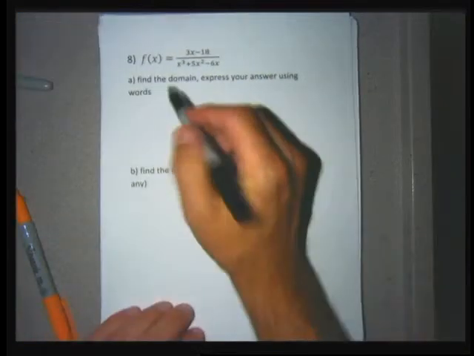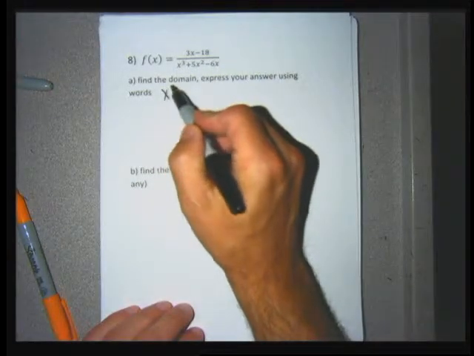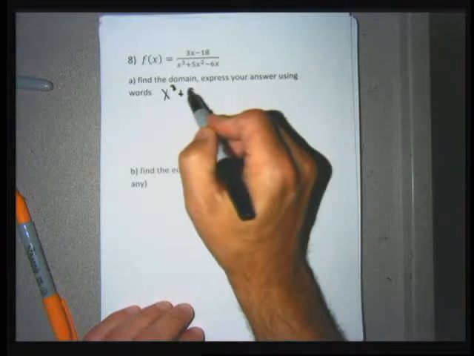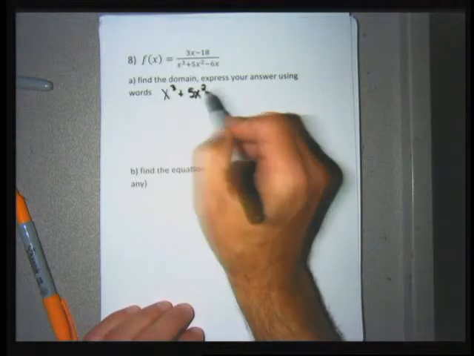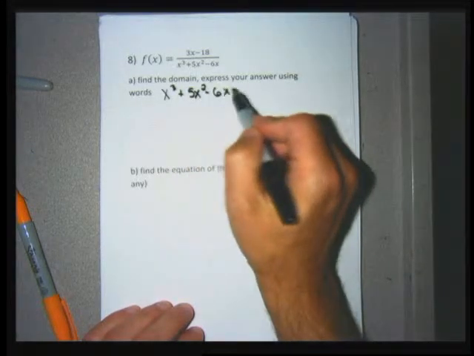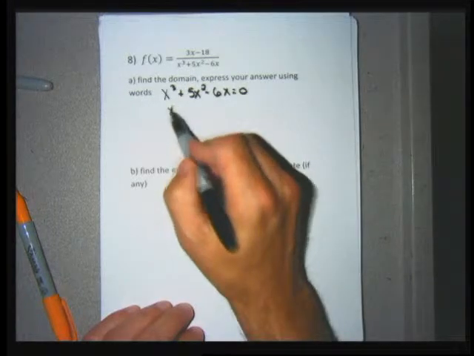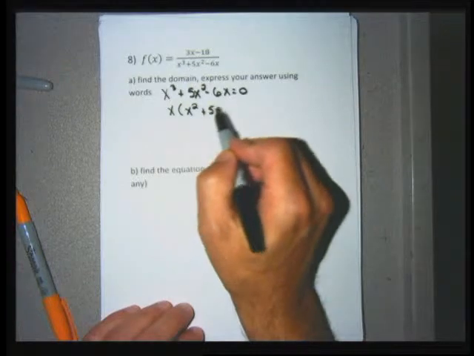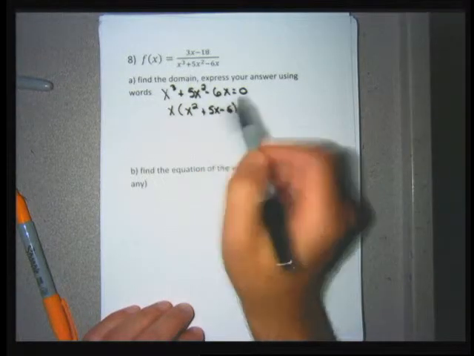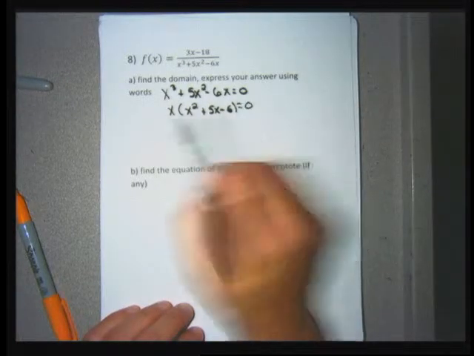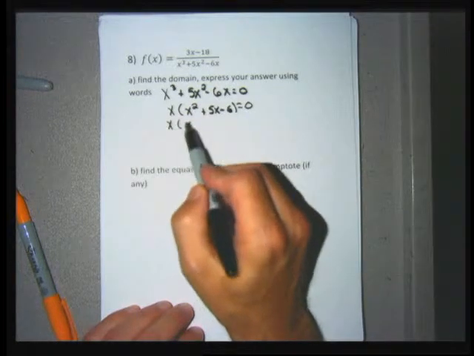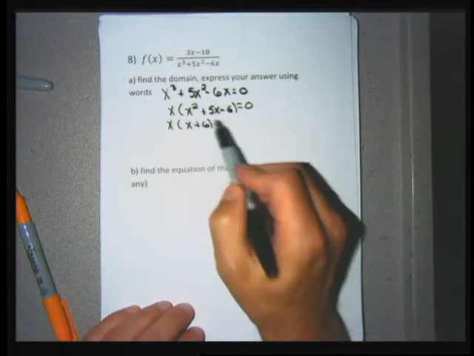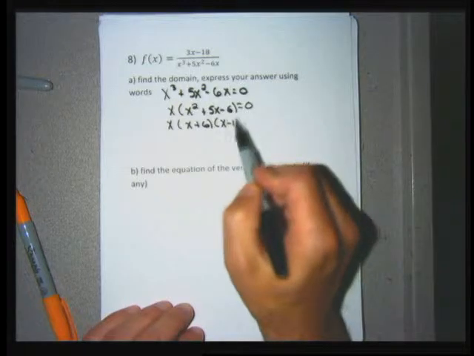For 8, I'm going to take the denominator and set it equal to 0 to find the domain. Because the denominator has exponents, I'm going to factor. First, I'm going to pull out a common factor of an x. After I factor out that x, I get x squared plus 5x minus 6 equal to 0. I'll factor more. I'll go x times x plus 6 times x minus 1 equals 0.